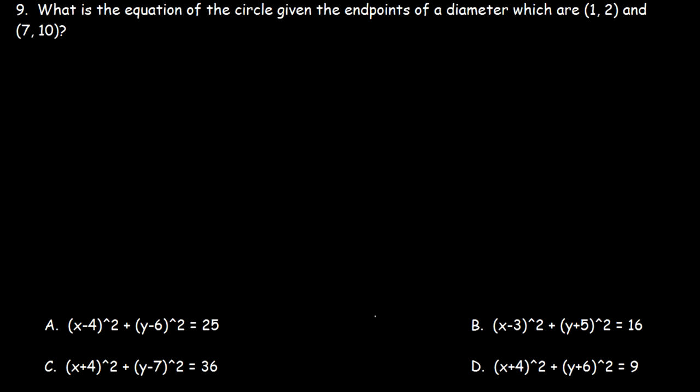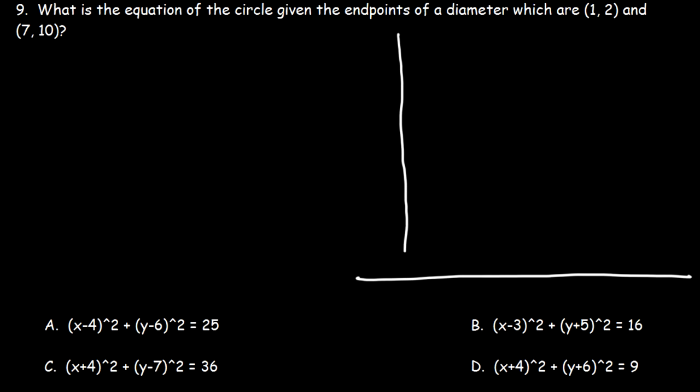Number 9. What is the equation of the circle given the endpoints of a diameter which are (1, 2) and (7, 10)? So go ahead and try this problem. The majority of the graph is going to be in the first quadrant. So let's focus on that section.